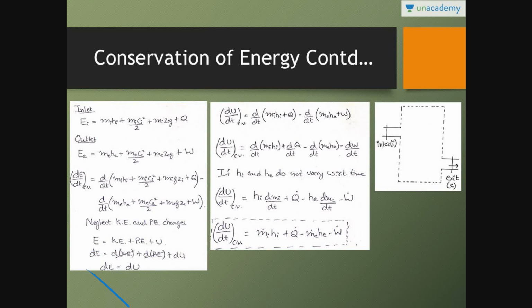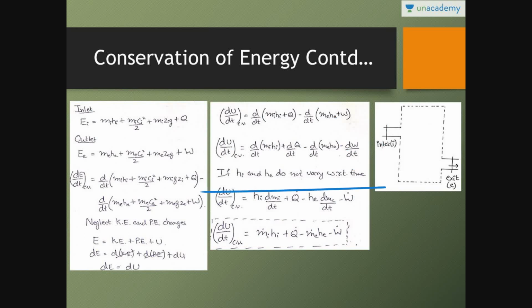So E की जगह हम U लिख सकते हैं, because we have discussed in the first law of thermodynamics. So dU/dt in control volume is equal to rate of change of enthalpy at inlet plus Q minus rate of change of enthalpy at exit minus W.